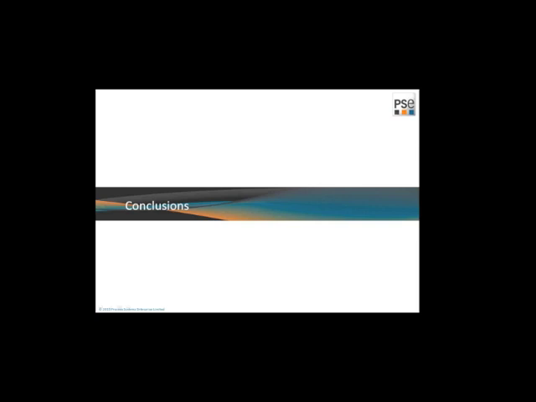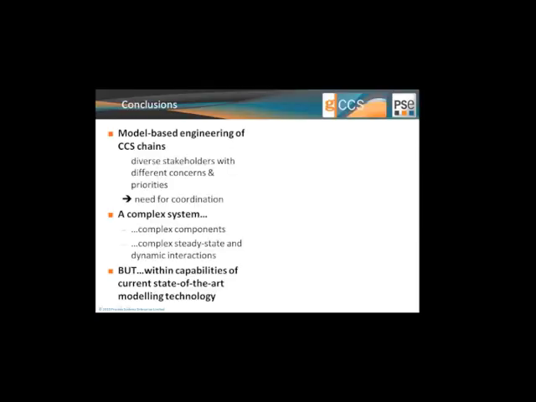Good. Conclusions. I think we've demonstrated that we have developed a system that will support the model-based engineering of the CCS chain. It can be used by the diverse stakeholders along the CCS chain, who may have different concerns and priorities. They will be able to coordinate these activities with this single tool within a single environment, thanks to the third-party interfaces.